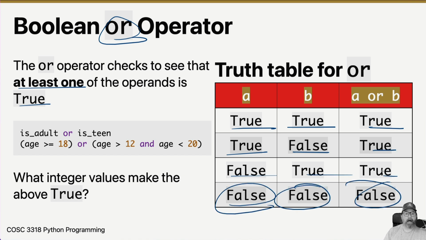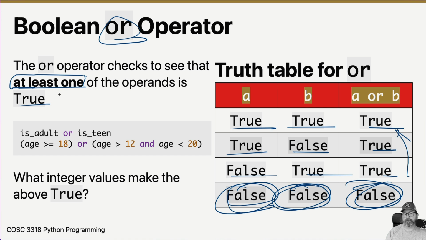This is kind of like the opposite of the and. In the and, if both are true, then and is true. For the or operator, if both are false, then it's false and the rest are true. So the or operator looks to see if at least one of the operands is true.